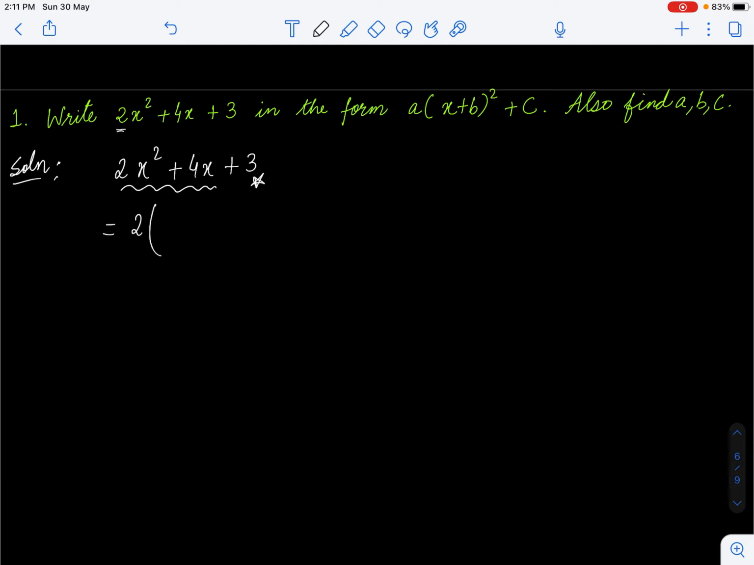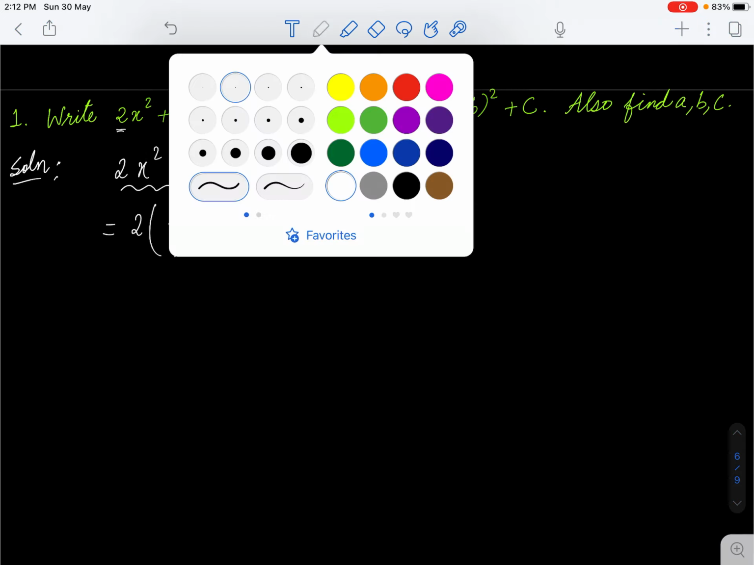So same thing we are going to do. We are going to take 2 out from this. If I take 2 out, I will get x square, and here we have 4x, so if you take 2 out, it will be 2x. So I can write 2x square plus 4x plus 3 as 2 times, in brackets, x square plus 2x, and then outside I have plus 3. So now we can use the same method that we learned in part 1 here.